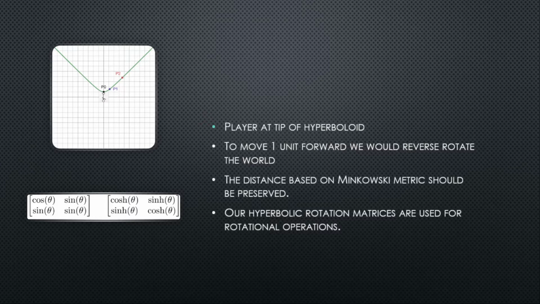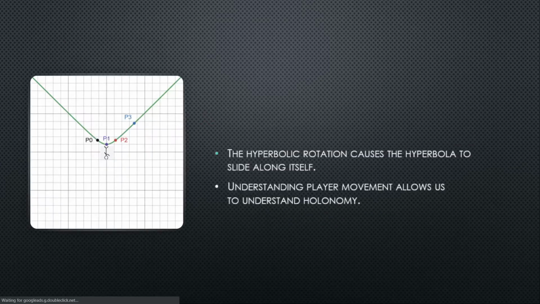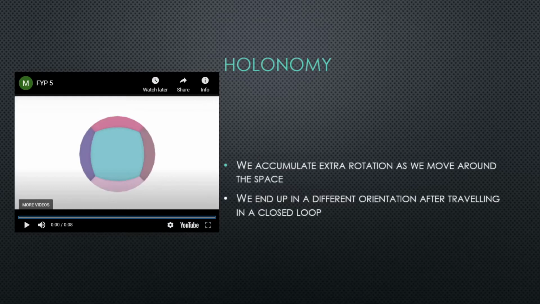Note that hyperbolic rotation matrices contain hyperbolic functions. Let us see the action of this matrix on the points of a hyperbola. The hyperbolic rotation causes the hyperbola to slide along itself, thus giving the player the impression that he is moving through the world. While moving between squares and polygons in the above shown level, this is how movement was simulated. Once we have understood player movement through the world, we are in a better position to understand holonomy. Holonomy means that as we move through the world, we accumulate extra rotation, and this is best shown than explained.